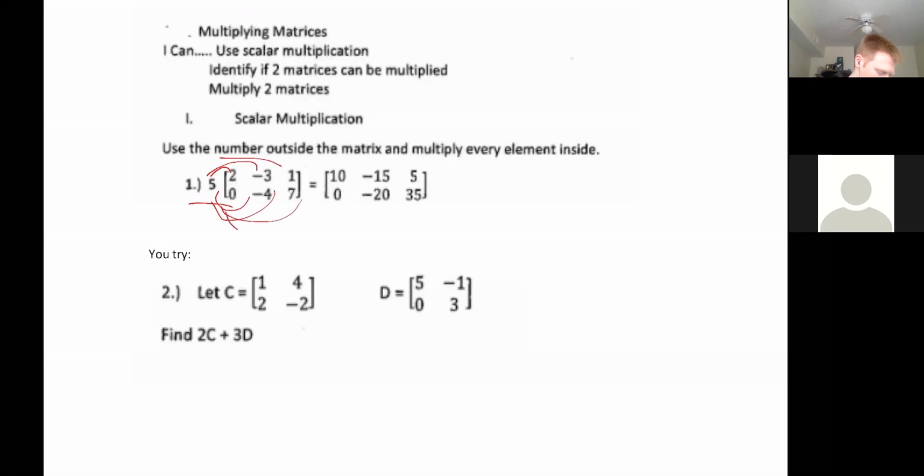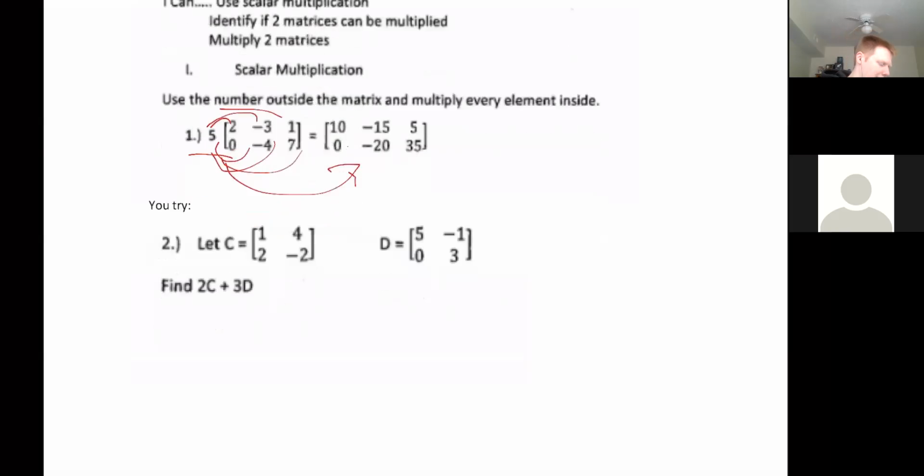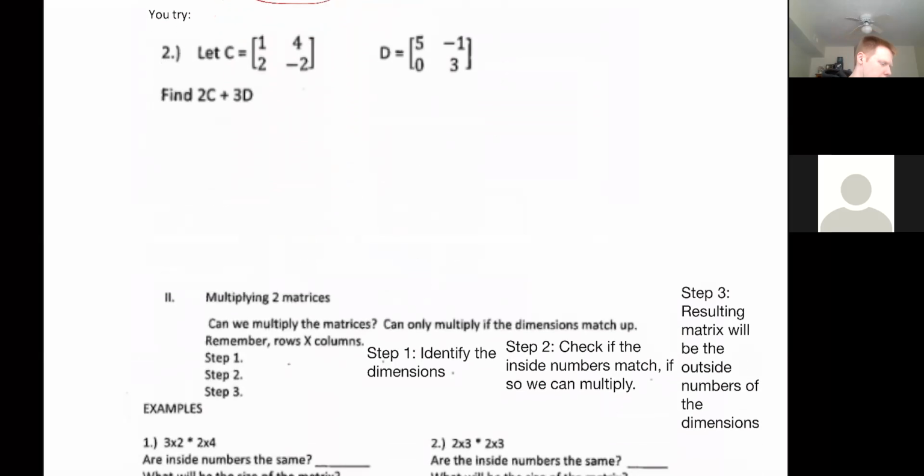For this first example, they already did it for you: 2 times 5 is 10, negative 3 times 5 is negative 15, and so on. So if you see a number outside a matrix, like a single number, just basically distribute it in. But let's look at an example together.